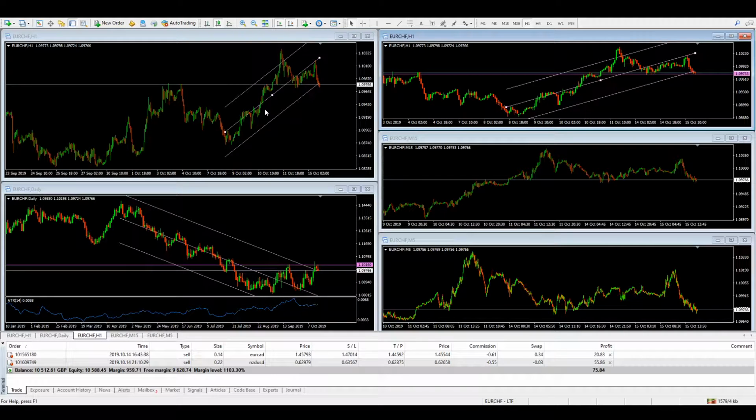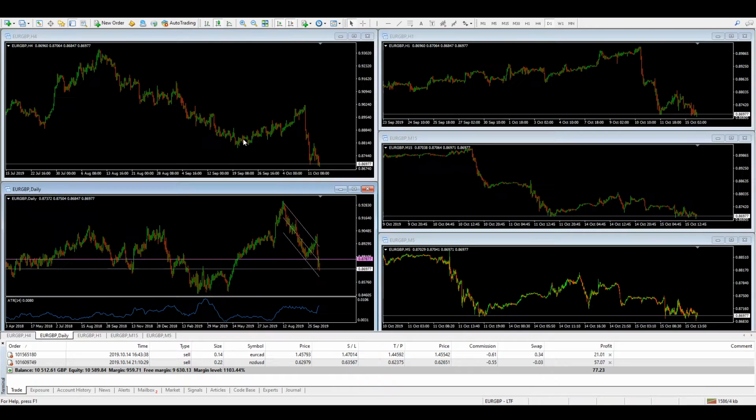So this is one that I would just leave for now. There's not enough correlation really on these time frames for me to short that or even go long, so I would pass on that.